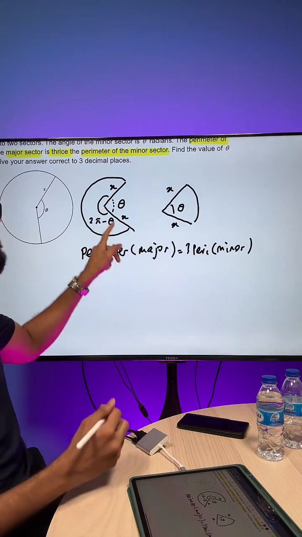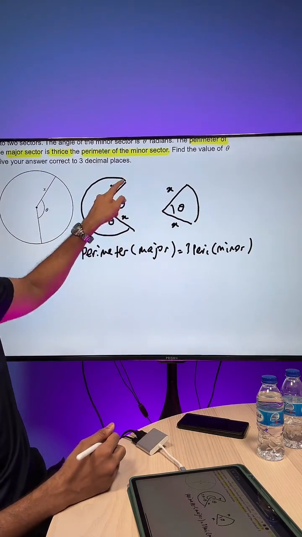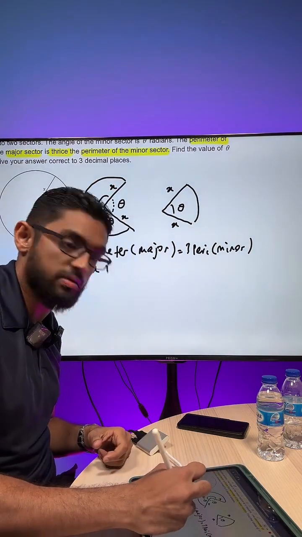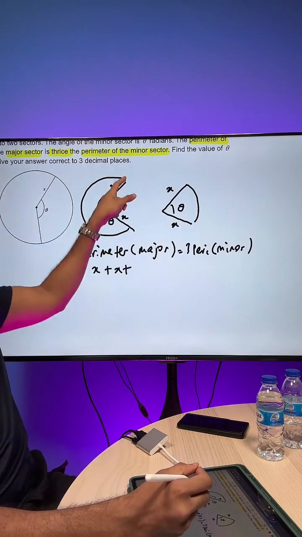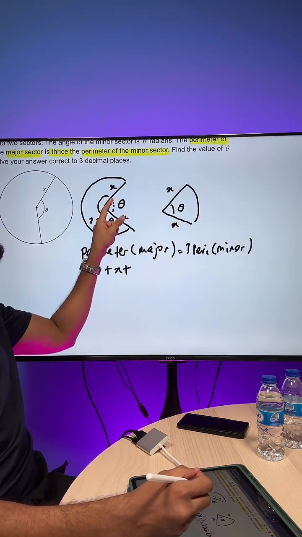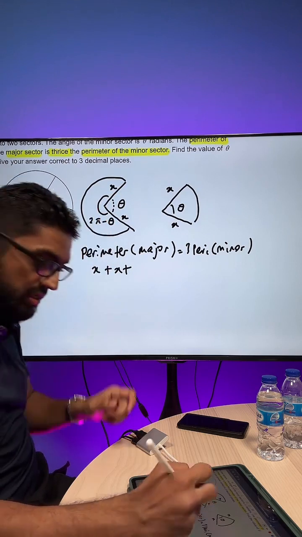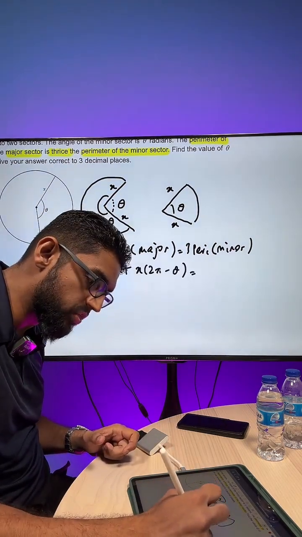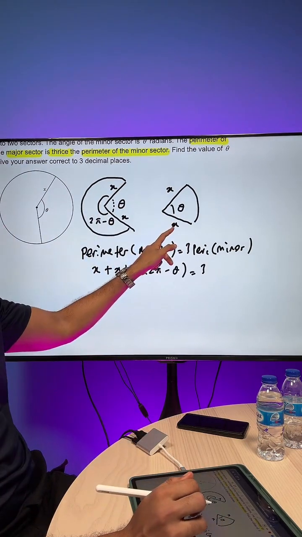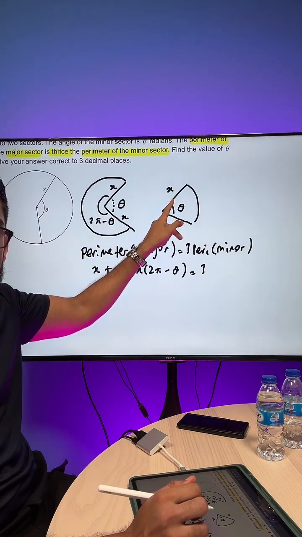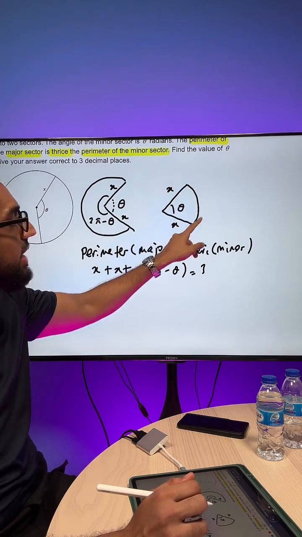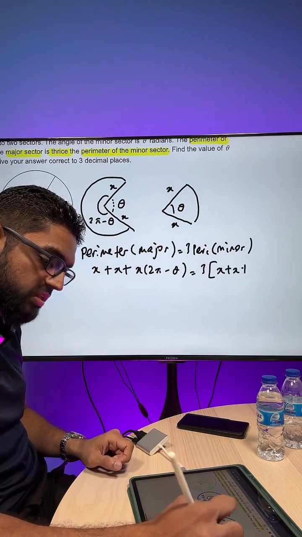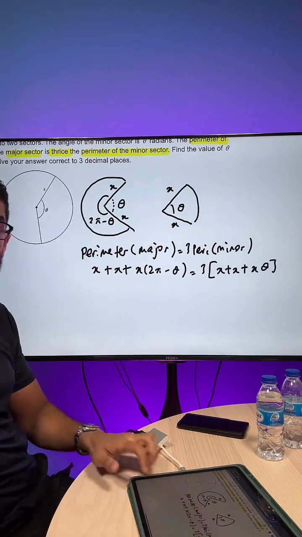Now, the perimeter of the major sector is basically x plus this arc length over here. So that's the next step. x plus this particular arc length, which is radius times the angle over here. And that will be x times (2 pi minus theta) is equal to 3 times the minor sector. How to find the perimeter? Again, x plus this arc length here, which is just x theta. So 3 times (x plus x theta).